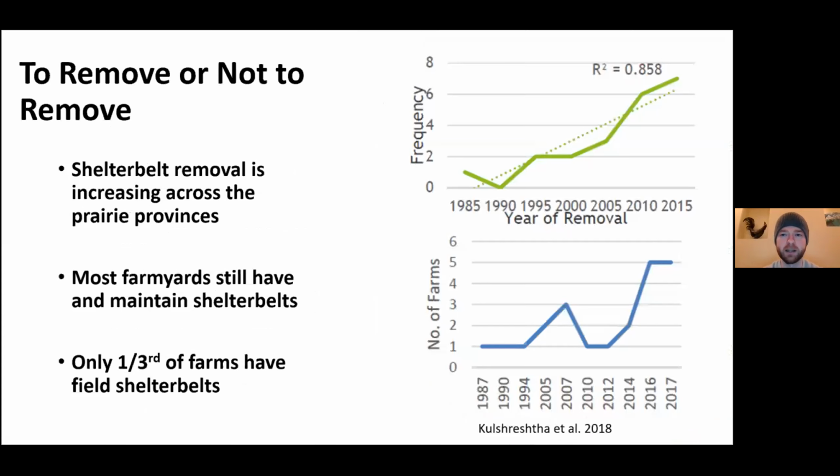So again, stressing removed or not removed. There's a general trajectory as far as shelterbelts being removed across the prairie provinces. At the same time, a lot of farmyards still have and maintain those shelterbelts, but only about a third of farms have field shelterbelts. So it's important to get that knowledge across of the importance of keeping them, as well as creating them on landscapes where they didn't exist in the first place.